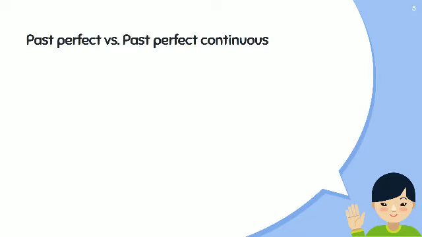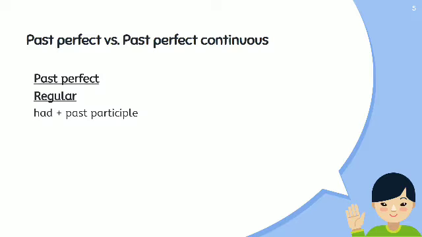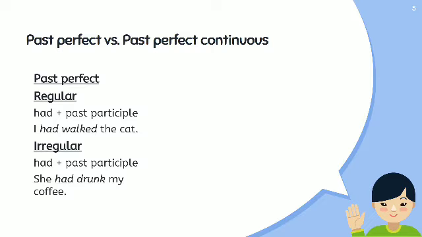We can make the past perfect for regular verbs by using the auxiliary verb to have, put in the past tense form, which is had, and then the past participle. Remember, we can make a past participle by adding ed to the base form of the verb. For example, I had walked the cat. For irregular verbs, we use had and the past participle, but the past participle has a different form. She had drunk my coffee, the infinitive form of the verb being to drink.